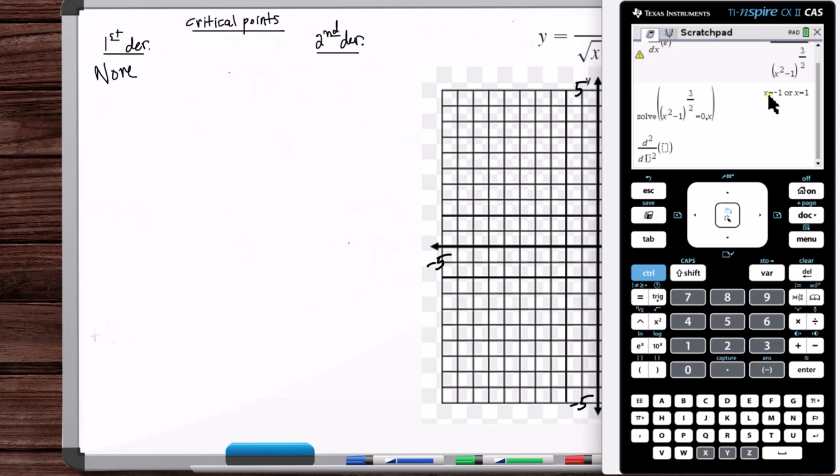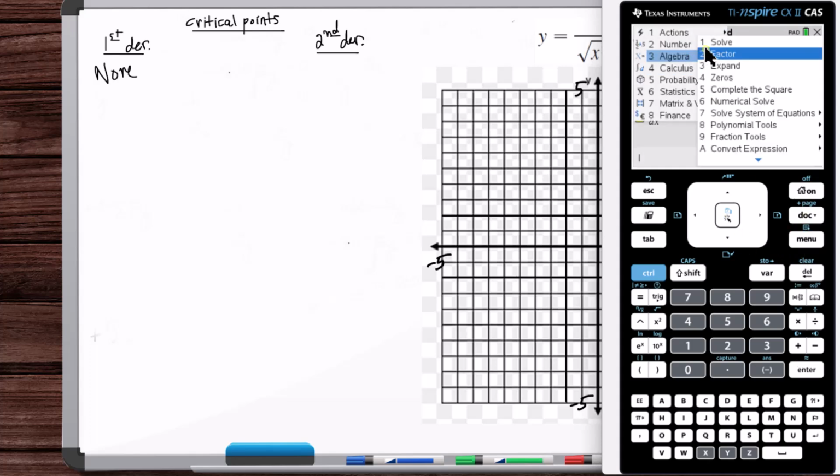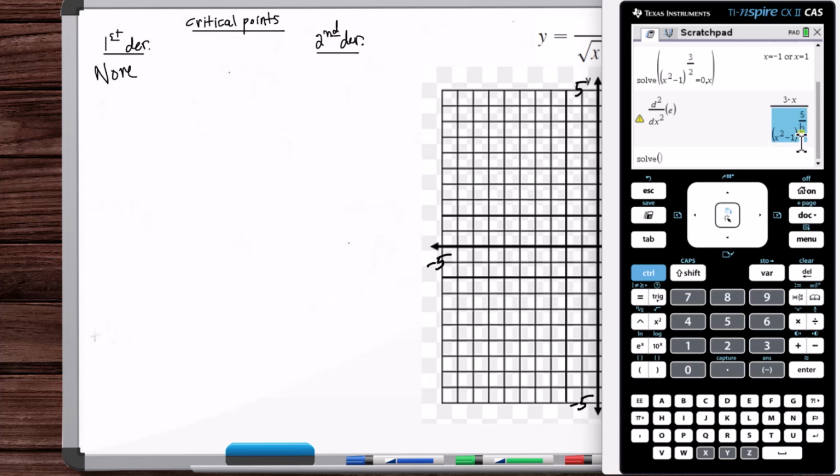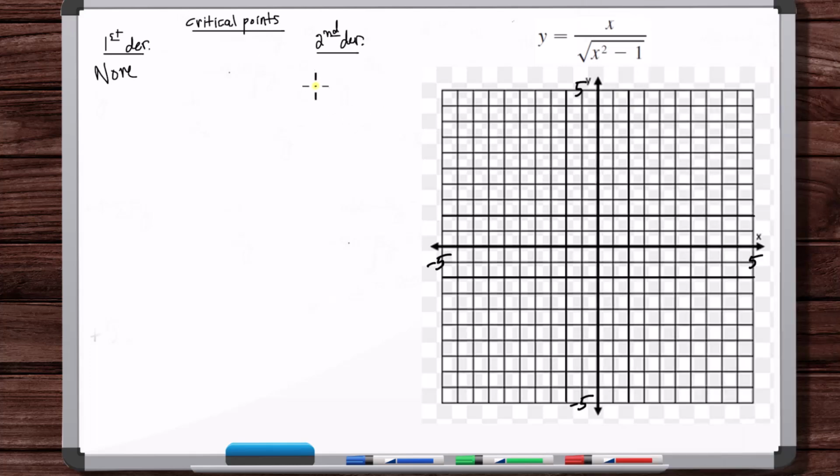All right, what about the second derivative? Okay, at x is equal to 0, this equals 0, but that's outside of the domain, right? So now let's solve for when this equals 0. 1 or minus 1. So same idea. There's none.